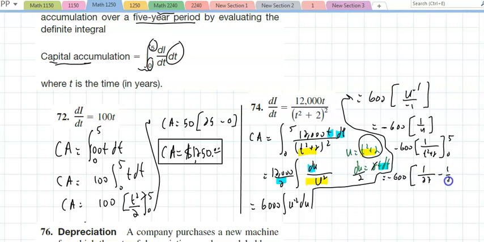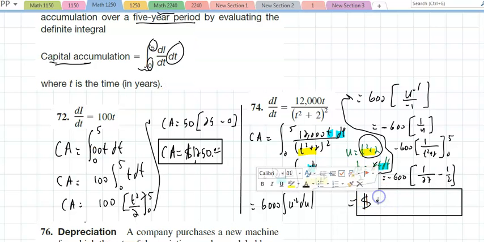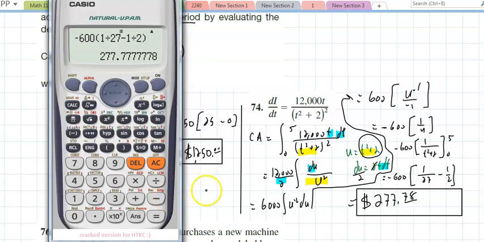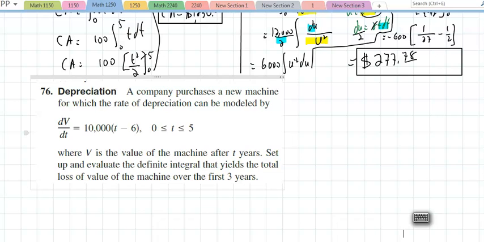If you put a 0, you get a half. And that's going to be a total of how many dollars? I'll get my calculator out, and I'll take negative 6,000, parentheses, 1 divided by 27 minus 1 divided by 2. I'll get a total of $277,277.78. Yep. Okay.